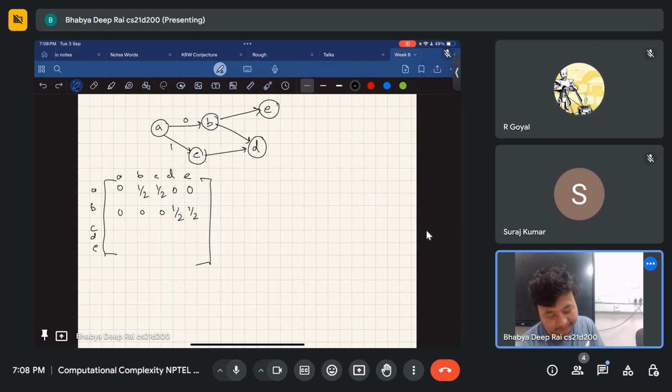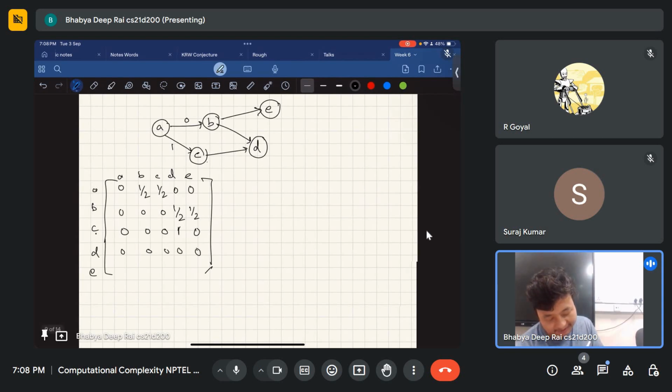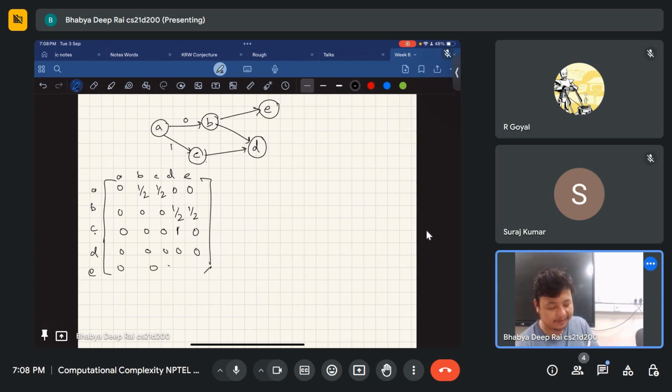For example, C is connected to D with a probability 1, right? So I can write 1 here, and the argument will still hold. But for now we are assuming, without loss of generality, that we are moving to two states. It simplifies the calculations. D moves to nothing, and B moves to E and D. Sorry, E moves to nothing. Now this is my matrix.